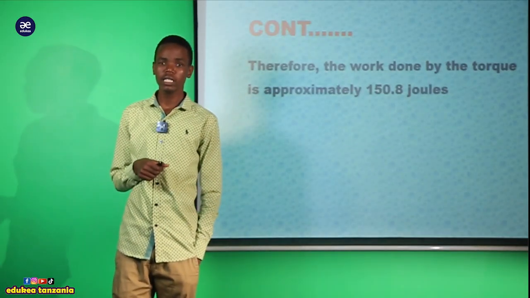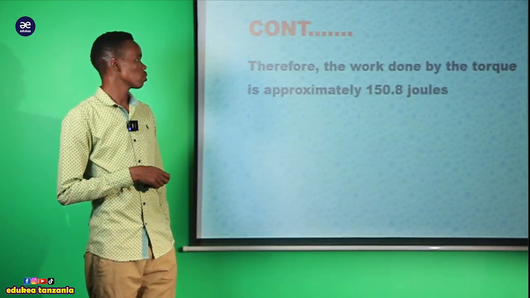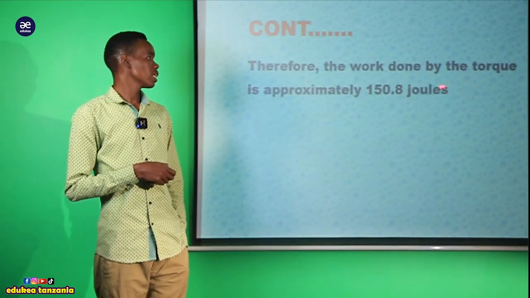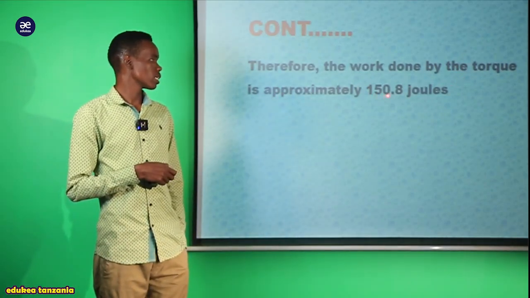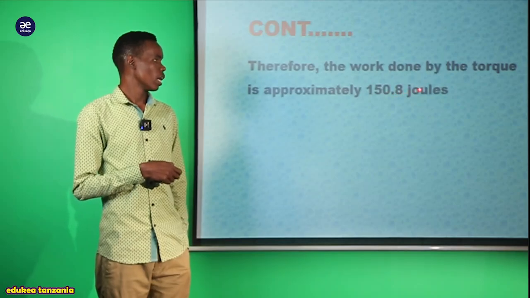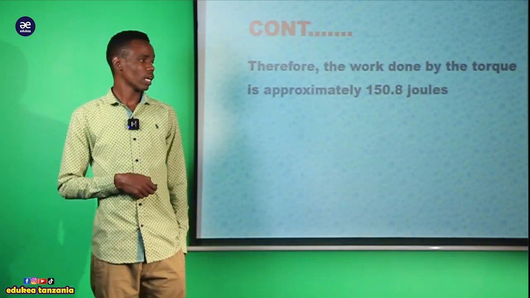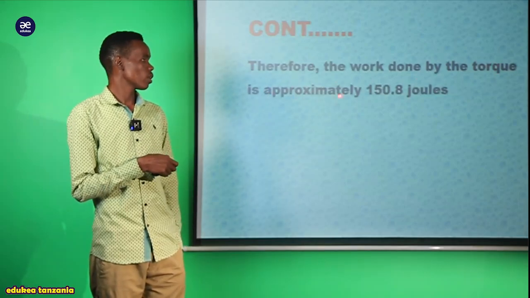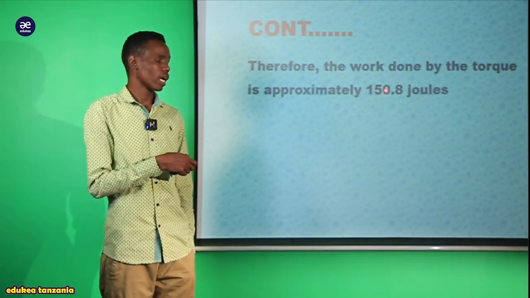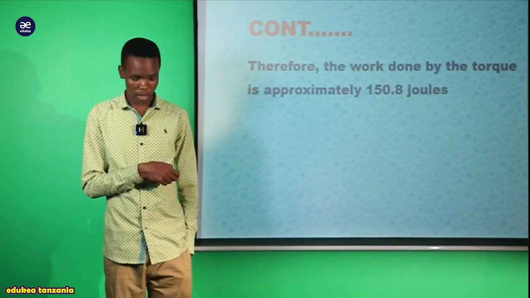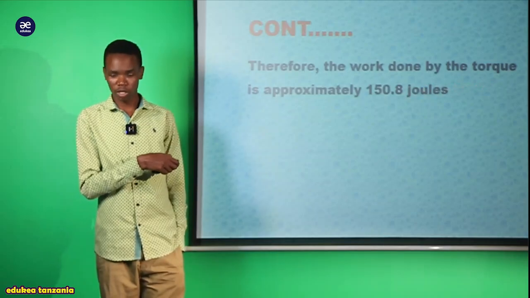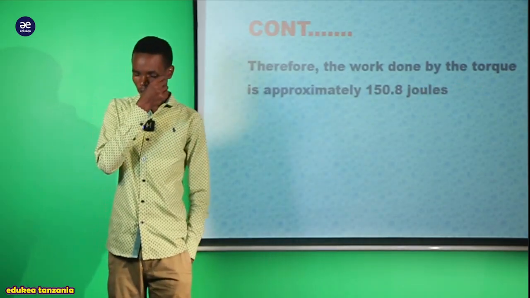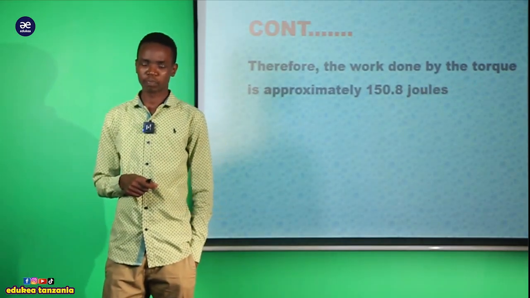So after getting this, we are supposed to conclude by saying that the work done by the torque is approximately 150.8 joules. So to get the work done by the torque, it is equal to 150.8 joules. That is our value that we were asked for here.